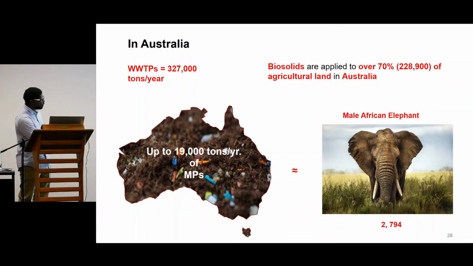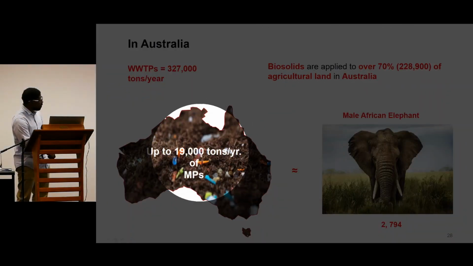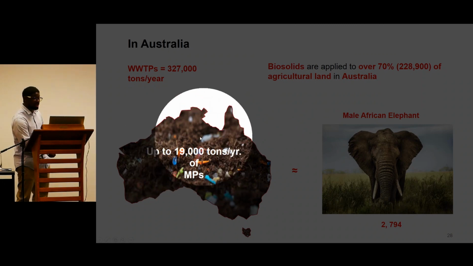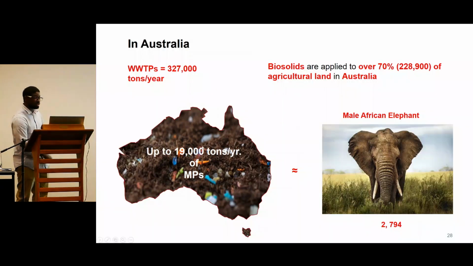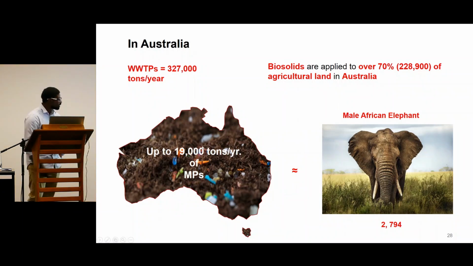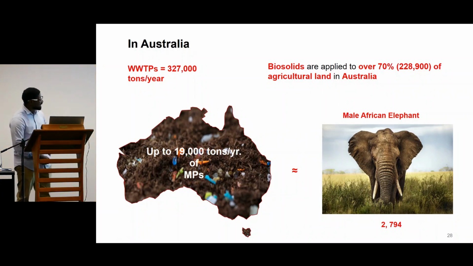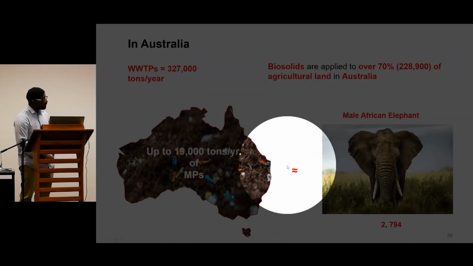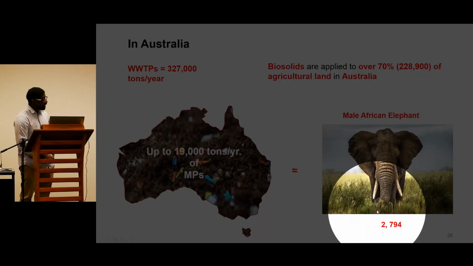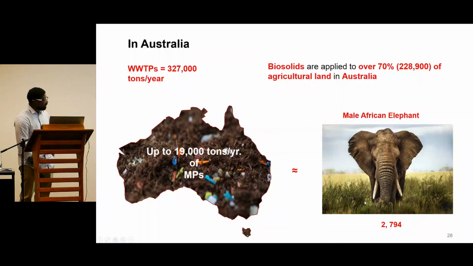And recent studies have estimated how much microplastics is getting into the agricultural soils in Australia, and they estimated up to 19 tons per year. So 19 tons, to put it in perspective, is like the weight of about 2,794 fully grown African elephants. That is a huge number.